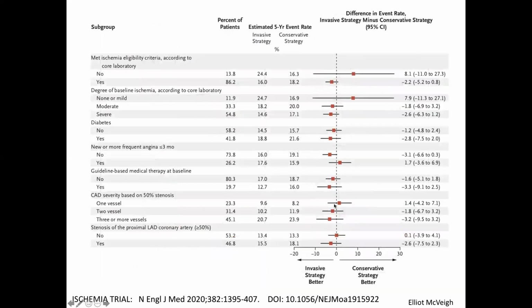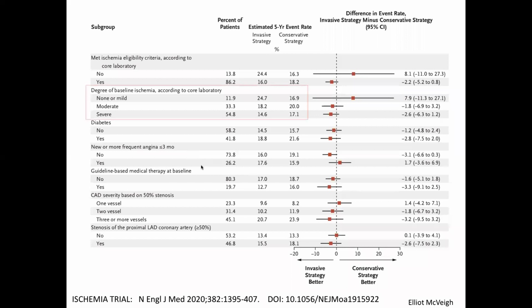So here, invasive strategy is better on one side, conservative strategy on the other; this means PCI, this means drugs. And this is just the delta in the 5-year event rate for subdividing all of these people, okay? So diabetes, if you look at the diabetics versus non, was there any difference? Nope. If it's new angina, is there any difference? Nope. All right. So if this confidence interval hits 0, it's non-significant.